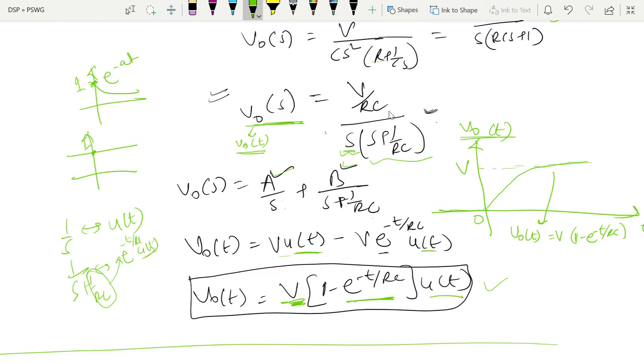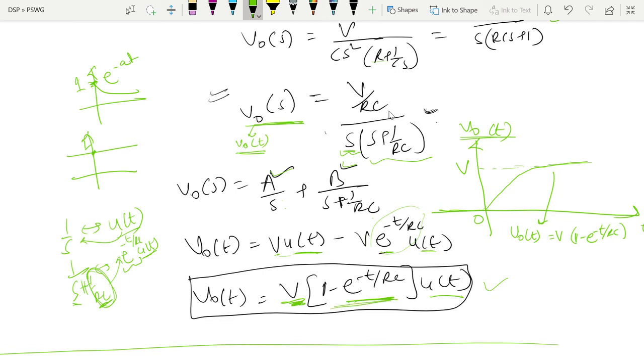So if u(t) has 1 by S as its Laplace transform, then S plus 1 by RC indicates that there is some frequency shifting. For this frequency shifting, we have to multiply the exponential term in the time domain signal. So we do this, multiply the exponential term, and take V and u(t) out as common, and you will get this signal.